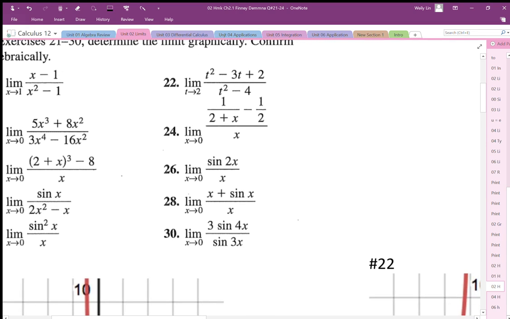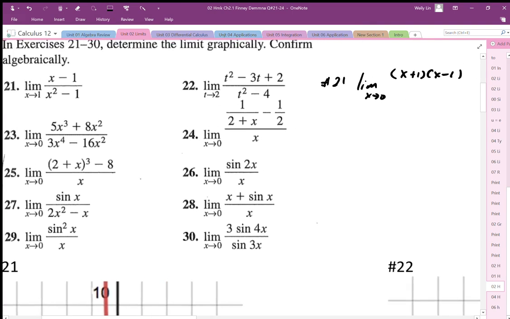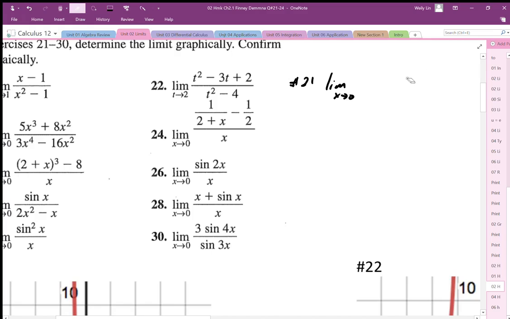So I'm going to write out number 21 here. The limit as x approaches 1, and I'm going to factor the numerator. The denominator is going to be x plus 1, x minus 1. The numerator is x minus 1. The denominator is x plus 1, x minus 1.